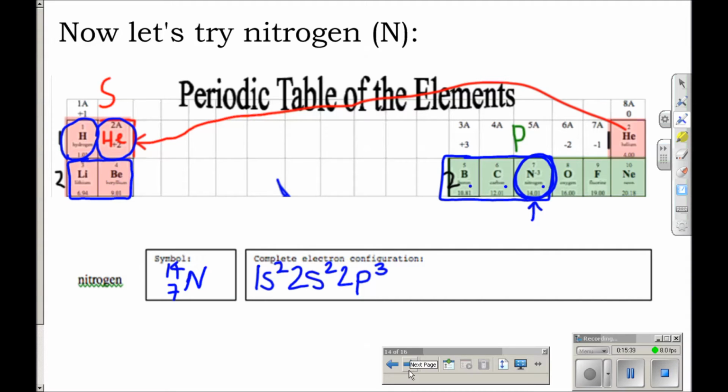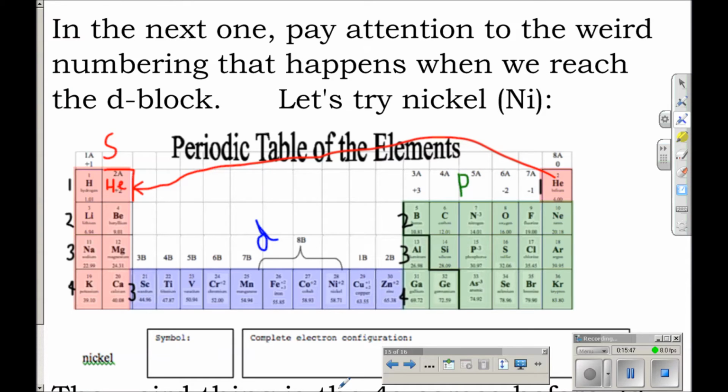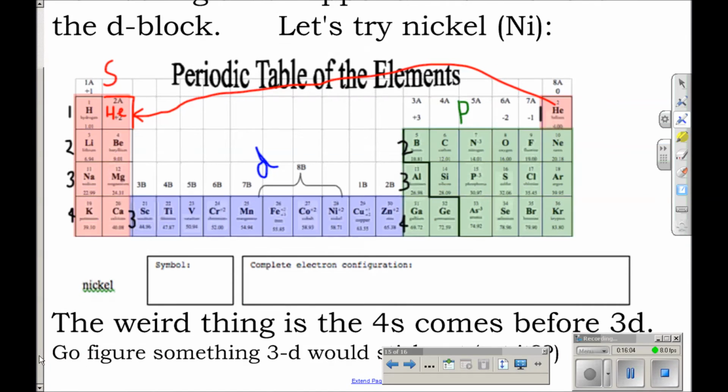Okay, we're going to try another one. And if this seems confusing, you just need to stick with it. It takes a little bit of grittiness to get used to this. All right, so this one adds a little bit of a level of complexity. This is about as complicated as we're going to get. And there's some weird numbering that happens here due to quantum mechanics, and I don't expect you to be able to explain why this weird numbering happens, but I just want you to get hopefully a little comfortable with it. Okay, so we're going to write the electron configuration of nickel.